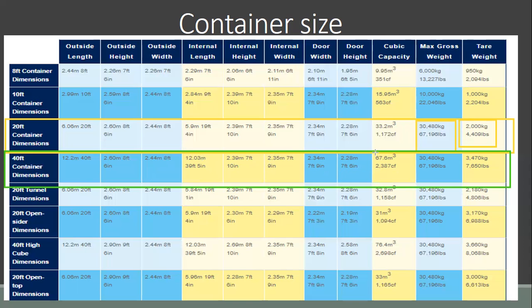Now the cubic capacity of the 40 feet is 67. Then the maximum weight to be stuffed in the 40 feet container is 30 metric ton, and the tare weight is 3.4 metric tons. You can see it on the screen.